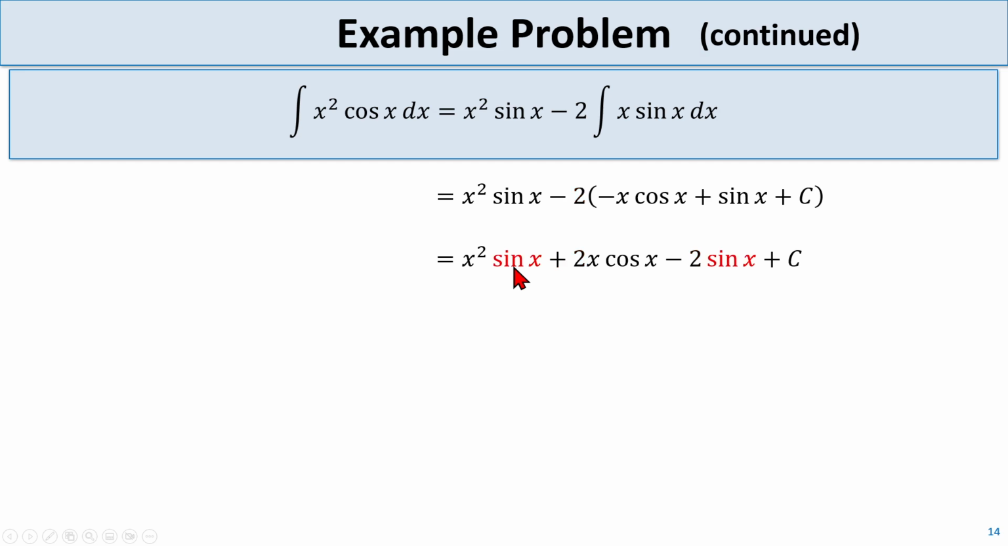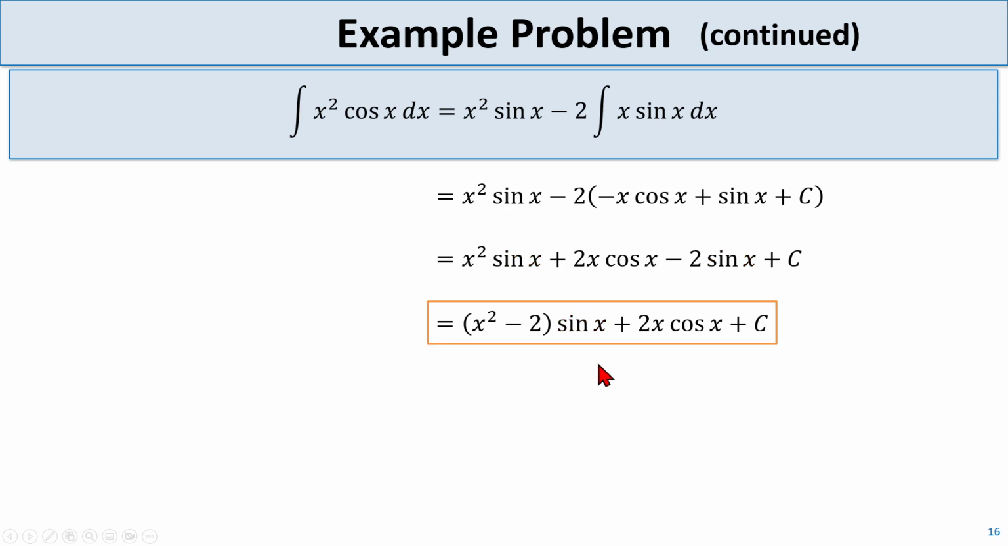Now, I want to look for another way of simplifying the final answer. I have two terms that have a common factor of sine of x. So I'm going to factor out that sine of x. And the first sine x was multiplying an x squared, and the second was multiplying a negative 2. And that actually gives us our final answer for our original problem. You could double check this result by taking its derivative, and if you go through all the product rules and simplify, you'll get the expression that we started with.